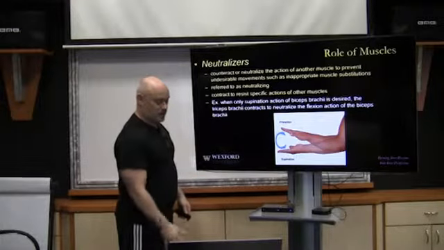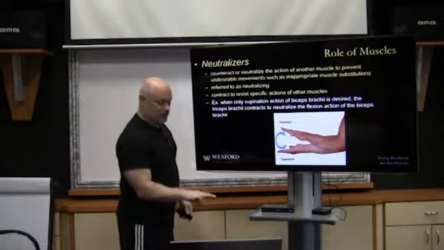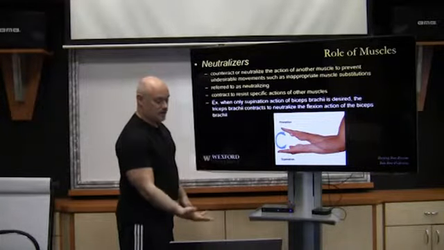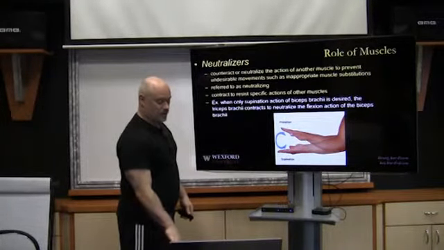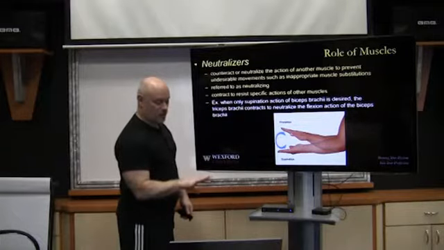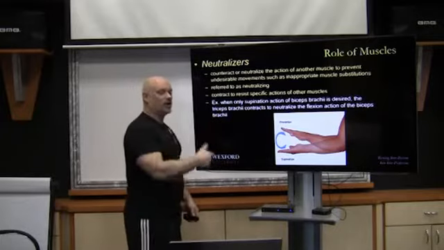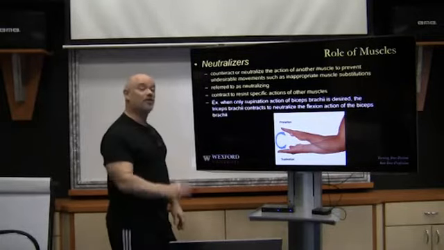Make sense? The bicep can do supination and it can also do elbow flexion. But we want it to be controlled, so the tricep is going to hold it in that position so we can just do supination. These are the roles we need to look at of all the muscles involved in a particular joint action.